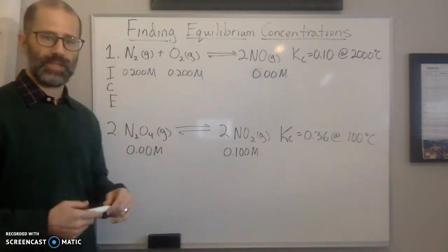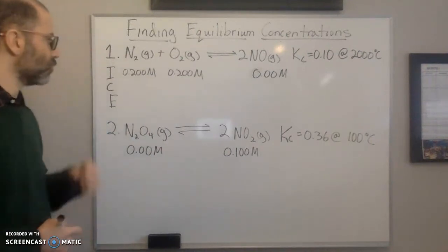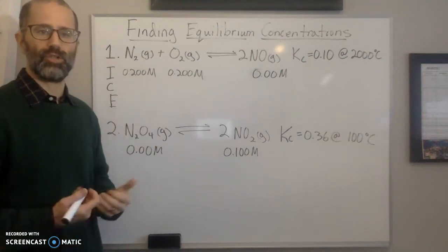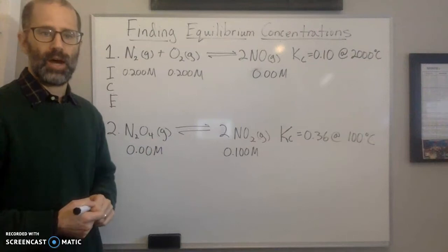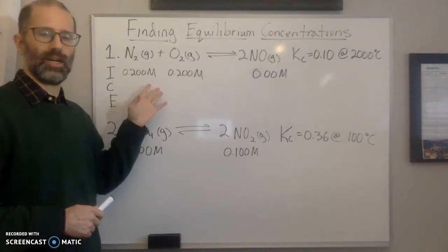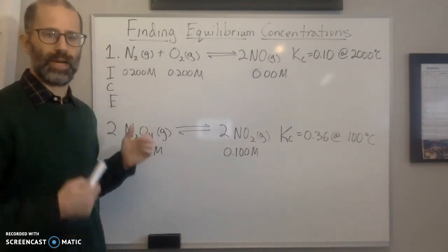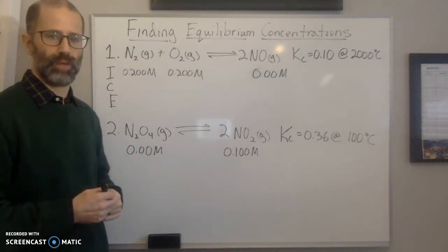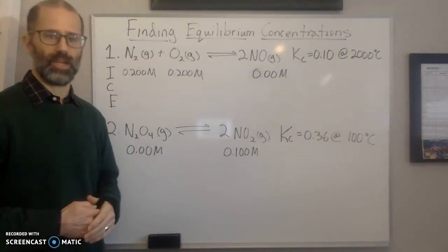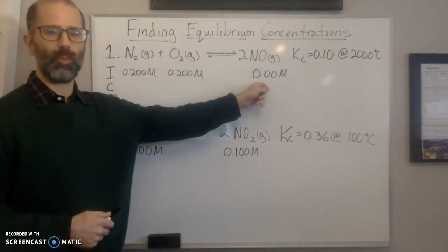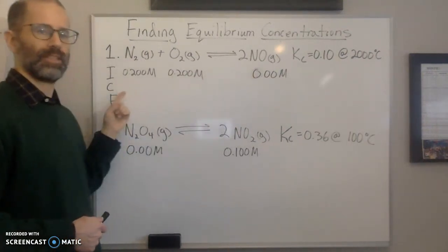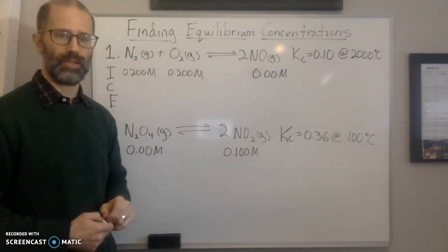I'm going to go through a couple of examples and show you how it's done. The first thing you need to do is take the initial conditions and calculate Q, your reaction quotient. The reason for that is you need to figure out whether it's going to go to the left or the right, towards products or towards reactants. In the examples I'm doing, it's pretty obvious, because we have no product. If all I have is reactant and no product, it's going to have to go in the direction that makes some product.